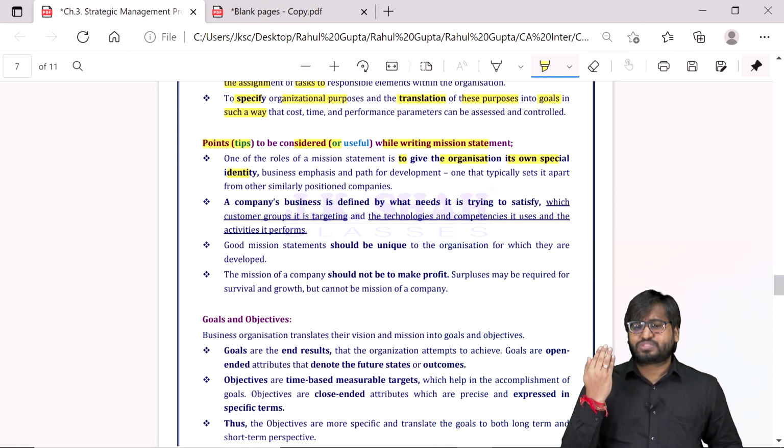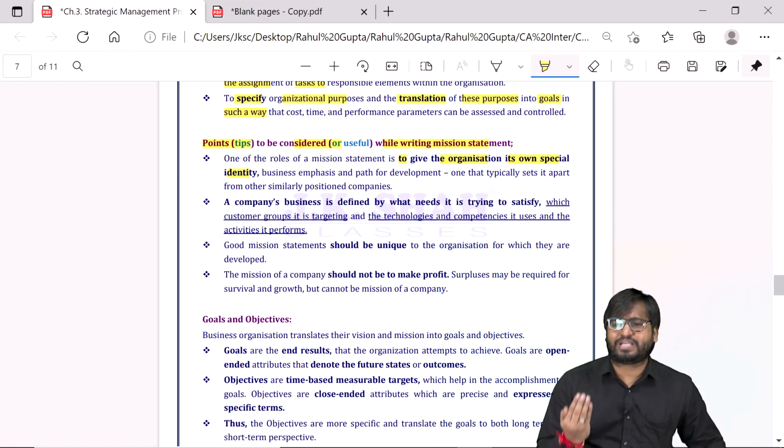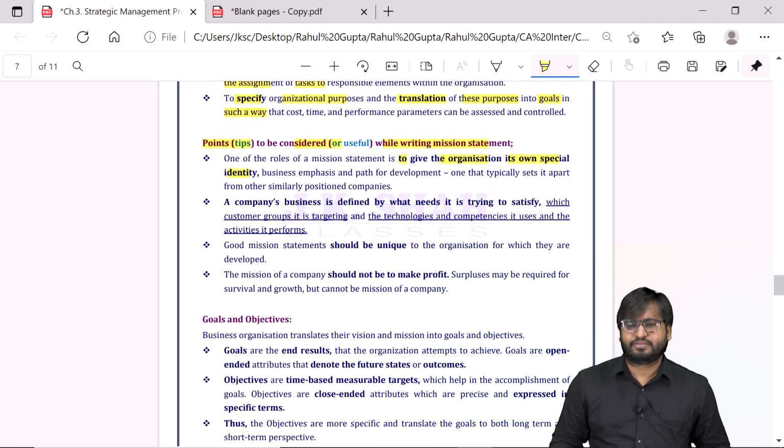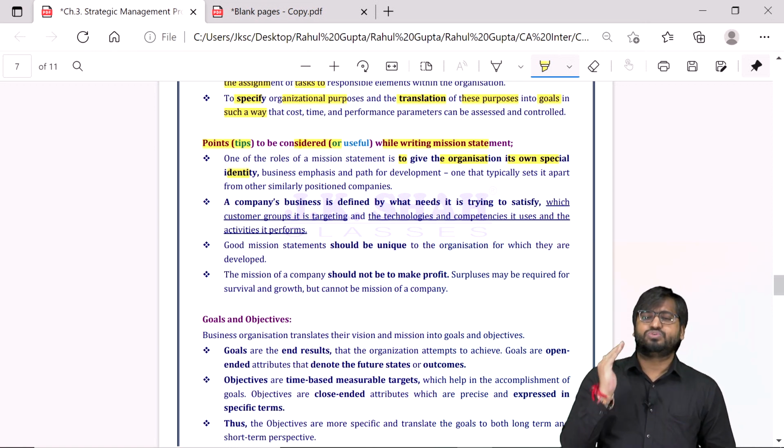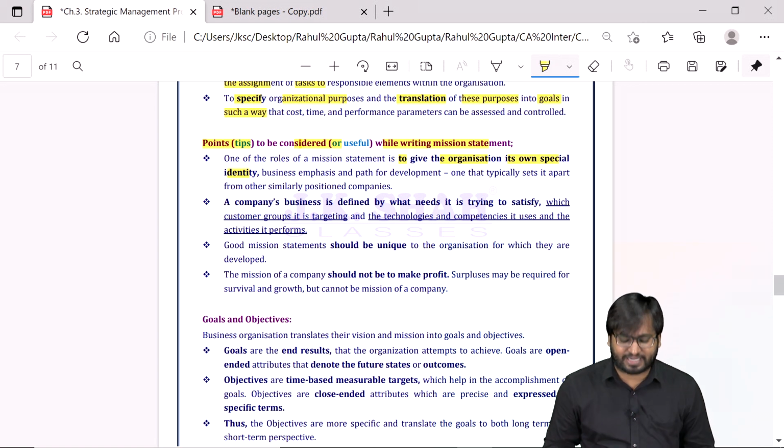Second, it should highlight what needs of the customer we are trying to satisfy. What we are trying to do, what we do, who we are, what we do.